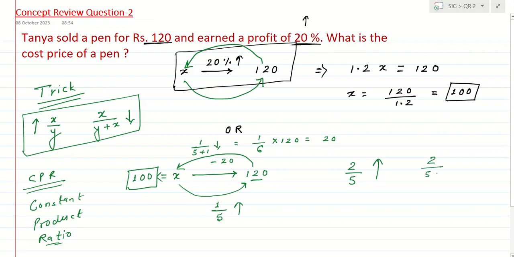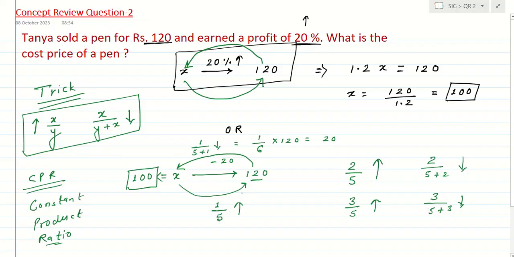2 by 5 plus 2, right? If I am increasing a number by 3 by 5, I must decrease it back to get the same number by 3 upon 5 plus 3. Make sense? So while increasing, the lower value will be the original value. While decreasing, of course, the higher value is the original value.